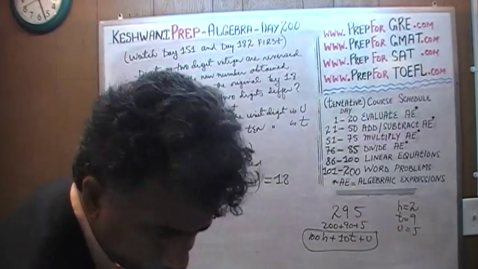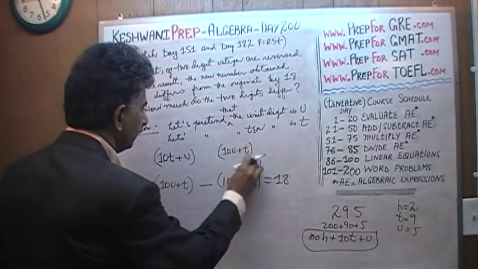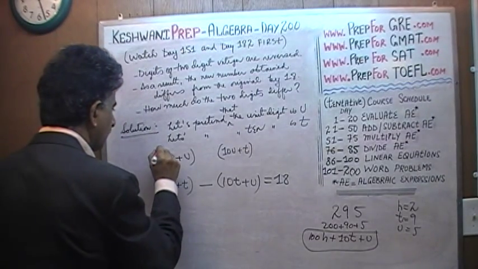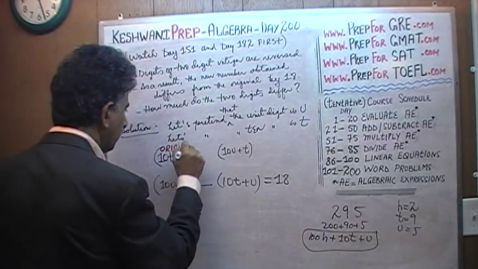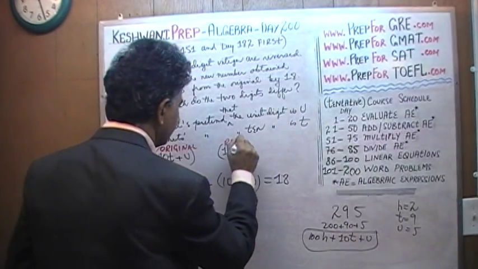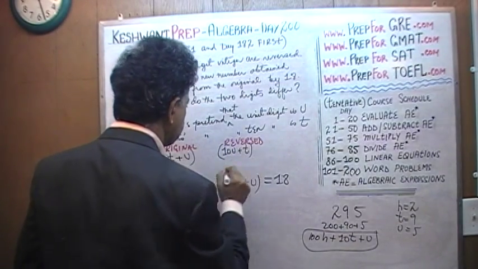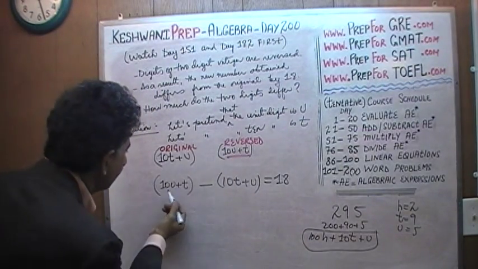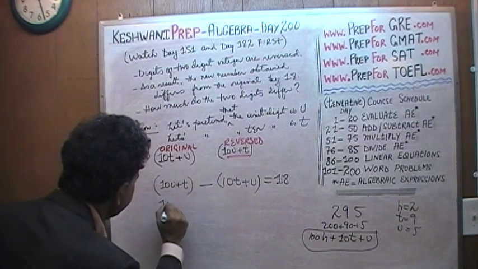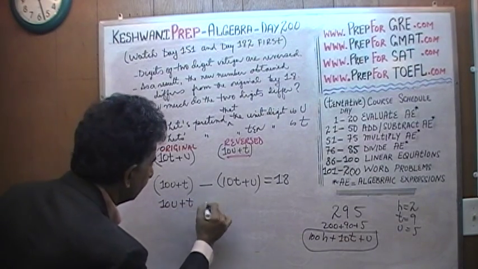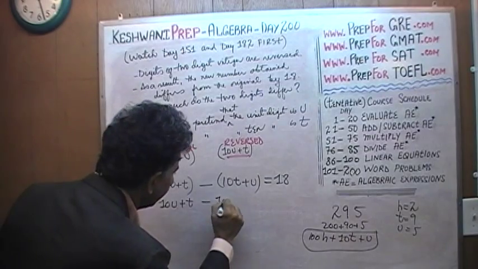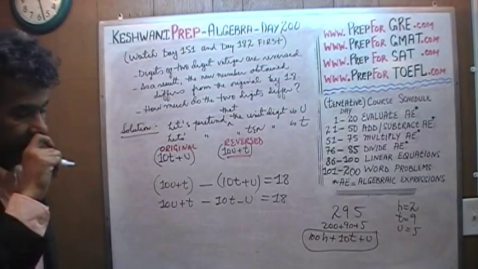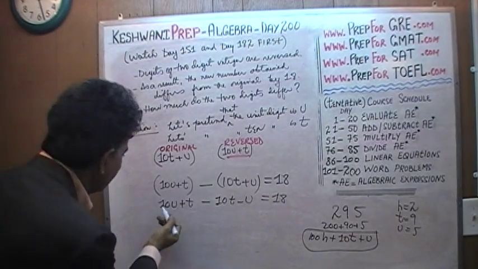Let's do it out then. So again, this is the original. This is the reversed. This quantity is the reversed. Let's open the parenthesis. 10u plus t minus, when you open the parenthesis, we get 10t minus u equals 18. You'll see how simple it is. The rest is very easy, very simple.